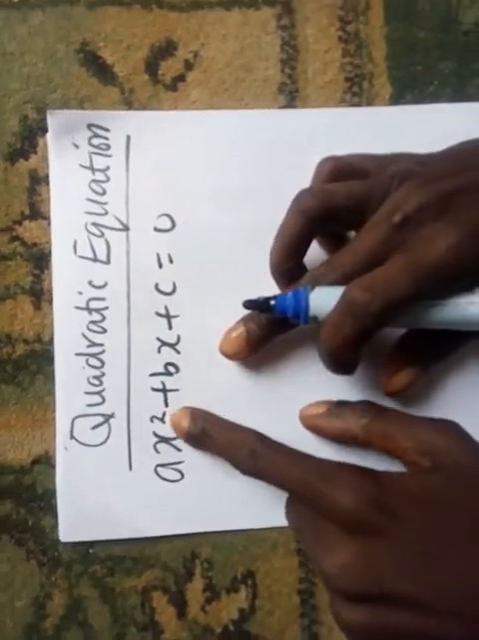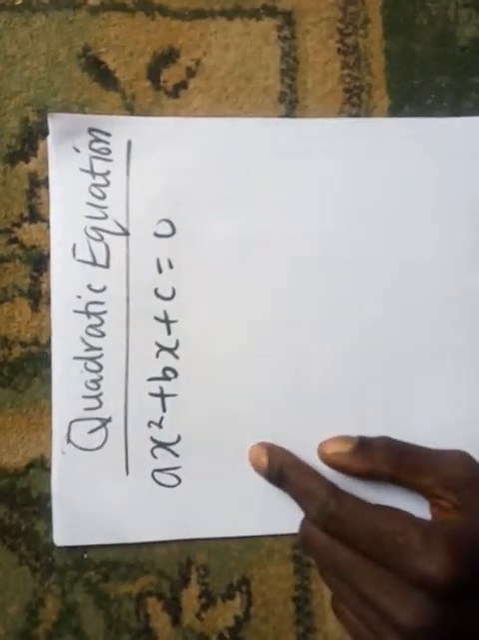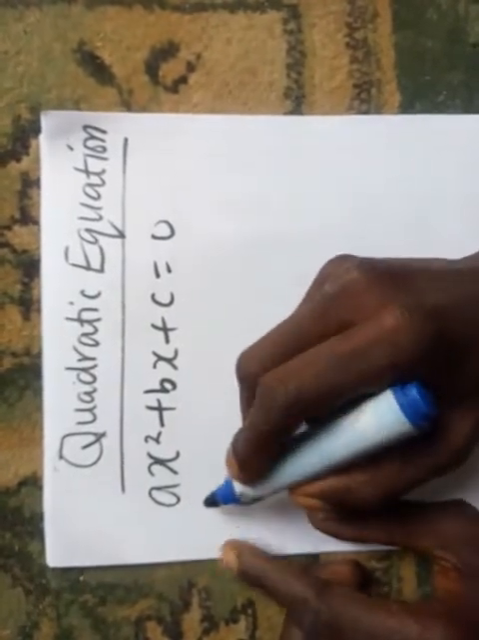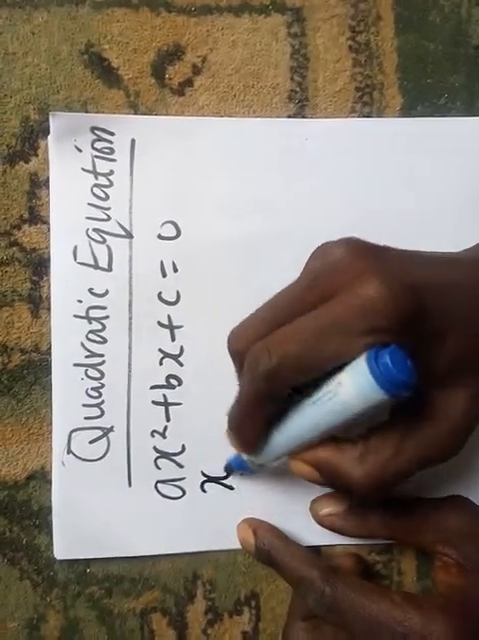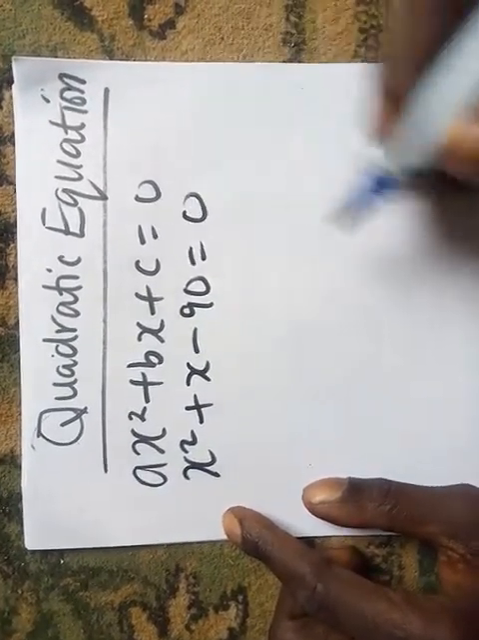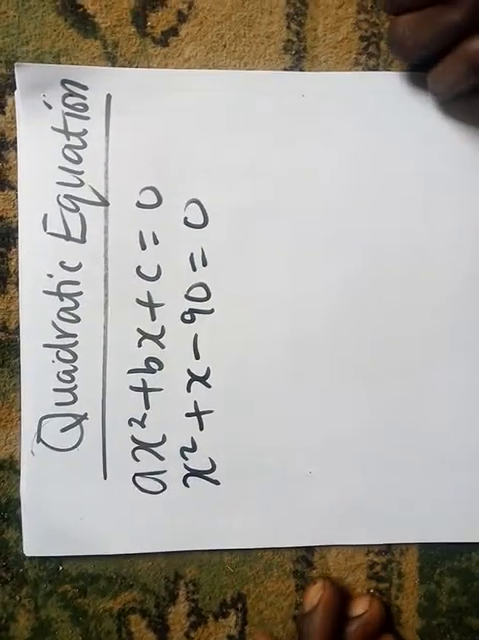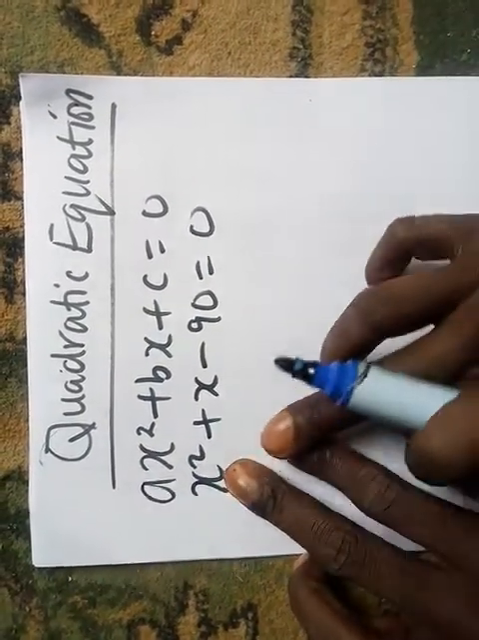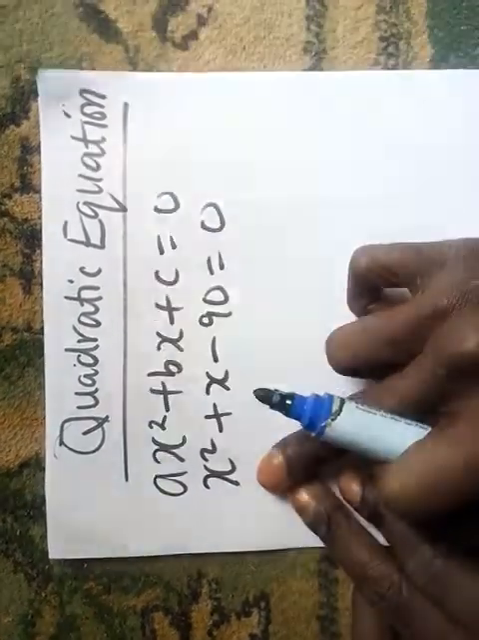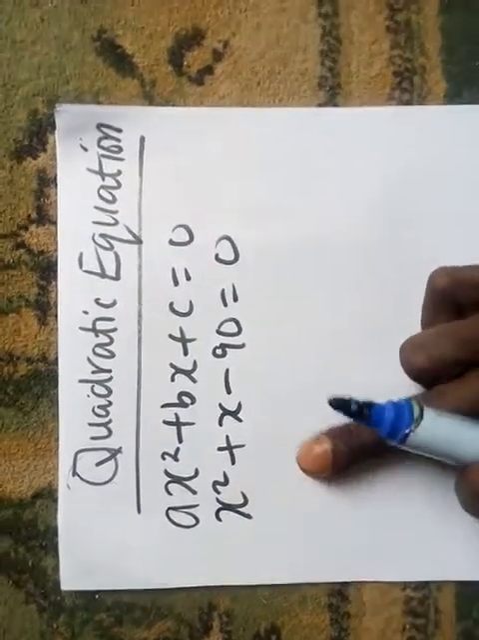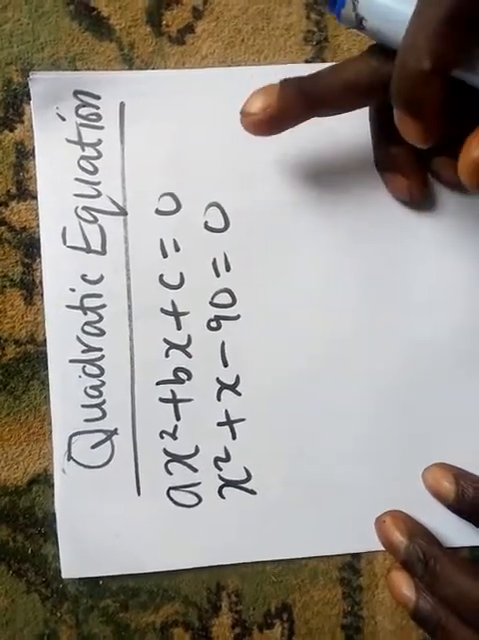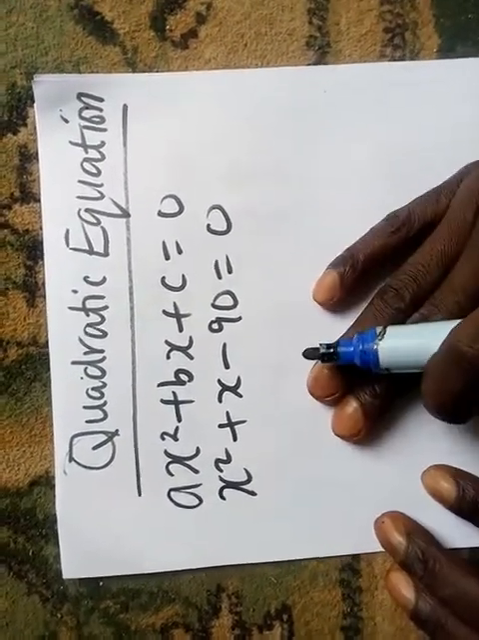That is why it is called a second degree equation. So let's have a real example, because this is an arbitrary function. Let's say we have x squared plus x minus 90 equals 0. This is a quadratic equation because the highest power of the variable is 2. This is the variable with the highest power. This is another variable, but it has less power. The power of this variable is 1. So this is a second degree equation.